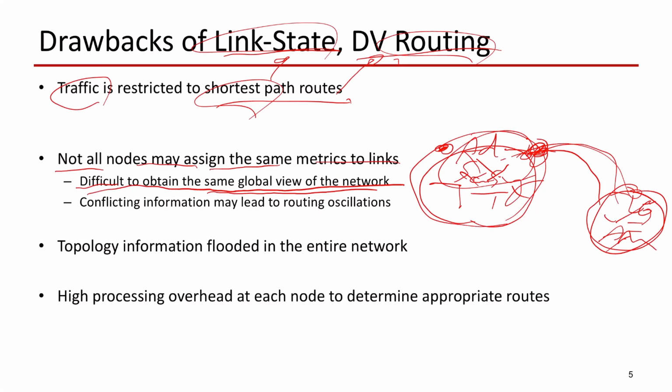And conflicting information may lead to routing oscillation. Meaning, oh, can you serve this? Okay, I will serve it. But you know what? In the next time, I'll not serve it. Okay, something like that happened.